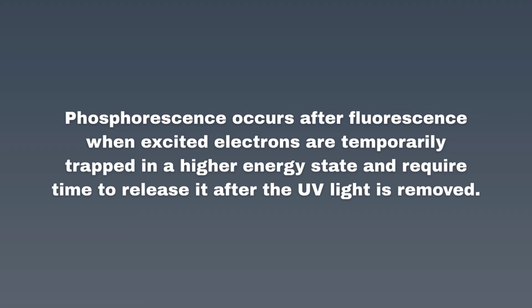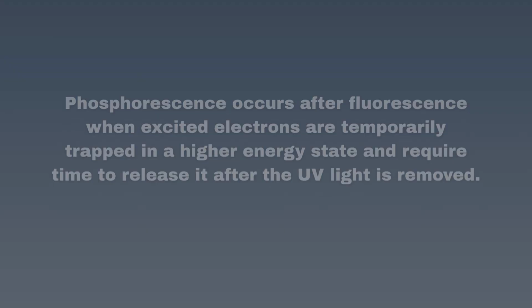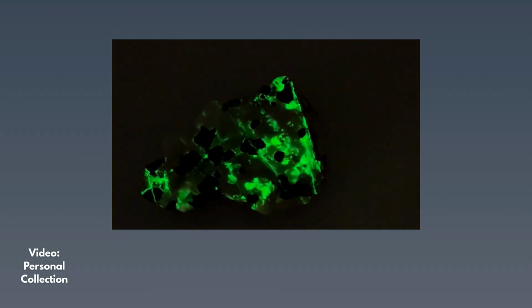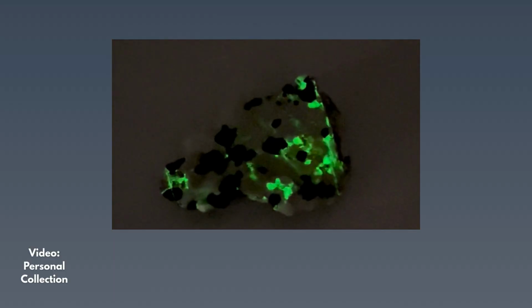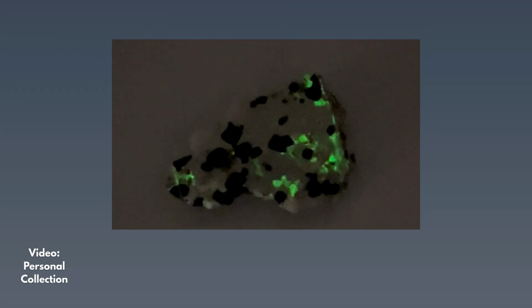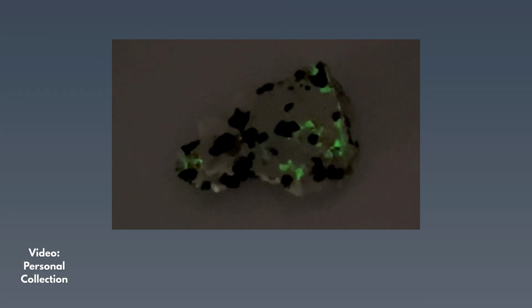Phosphorescence occurs after fluorescence when excited electrons are temporarily trapped in a higher energy state and require time to release it after the UV light is removed. Here's a very phosphorescent willemite. And it's still going.